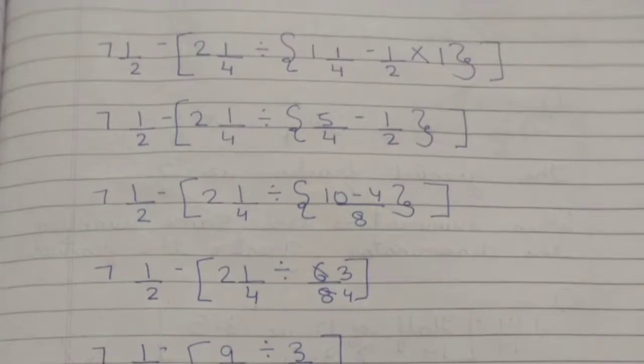So first, converting the mixed fraction 1 1 by 4 into an improper fraction. So it will be 1 into 4, 4 plus 1, 5 by 4. So 5 by 4 minus 1 by 2 into 1. Into 1 it doesn't matter, because with whatever number you multiply by 1, it will remain the same number only. So it will only be 5 by 4 minus 1 by 2.